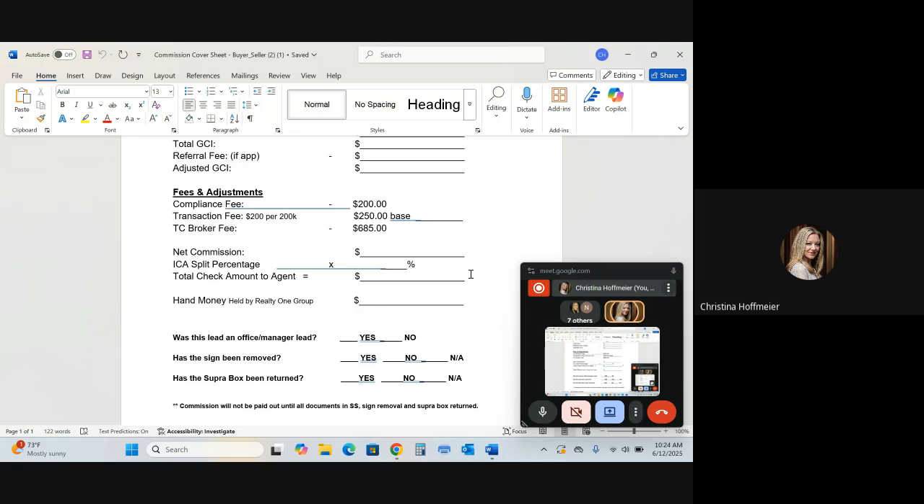Now, there are certain cases that it could be different, and I'll go over those in a minute. The very last line is hand money held by Realty One. So we only want to know if we are holding the hand money. So let's say you have $1,000 in hand money and it was held with Realty One, you mark that on there. And we just need to know that for balancing measures.